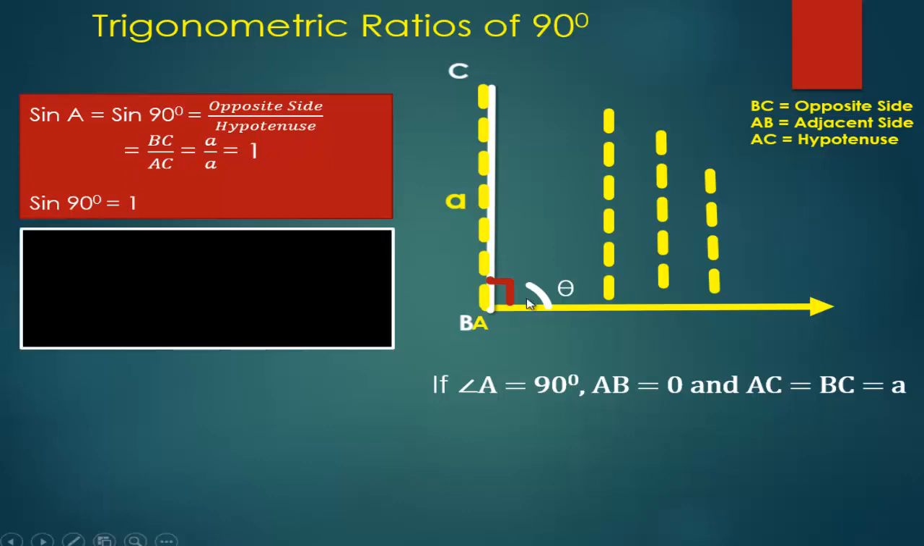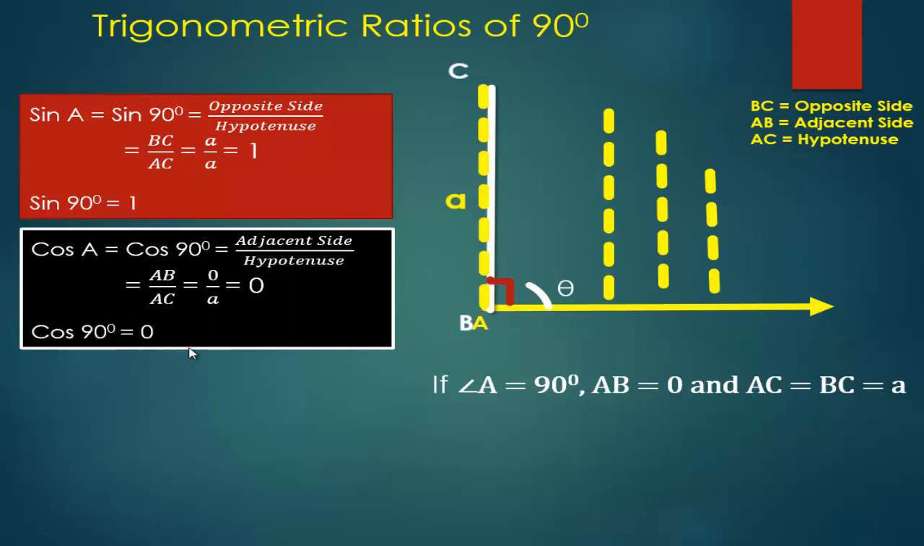Next, cos 90. Cos A, that is cos 90, equals adjacent side by hypotenuse. Here for this angle A, the adjacent side is AB and the hypotenuse is AC. Here AB equals 0 and hypotenuse equals a, that is AB by AC equals 0 by a. 0 by a means 0. Therefore, cos 90 equals 0.